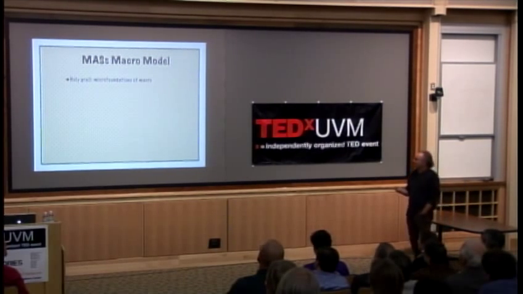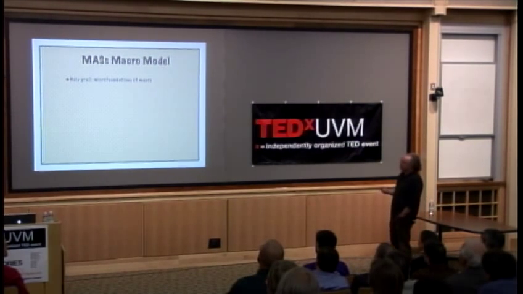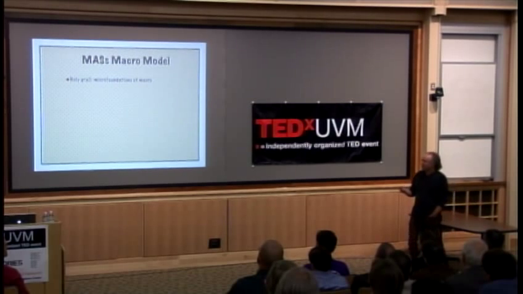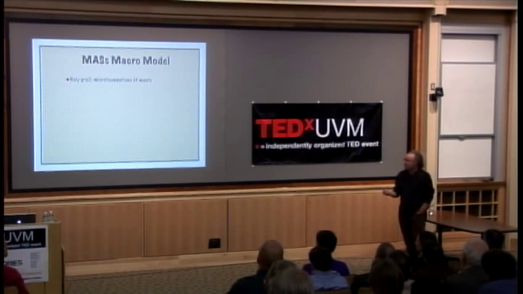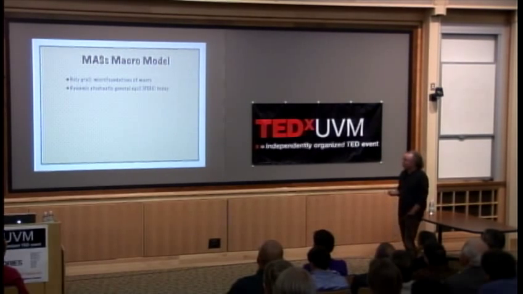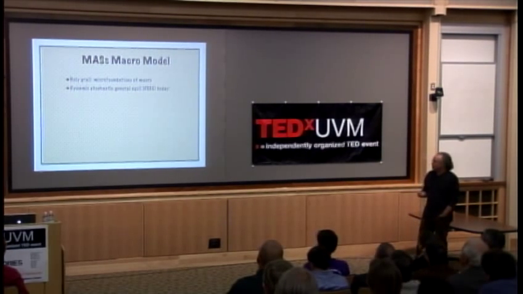And now the holy grail of macroeconomics of the last generation really has been, what are the micro foundations? Can we write down individual foundations for macro? As opposed to, for example, the old Keynesian model, which did not have any micro foundations. So the reigning way to do this is what's called dynamic stochastic general equilibrium, DSGE models.